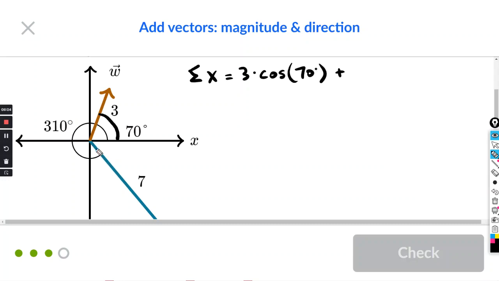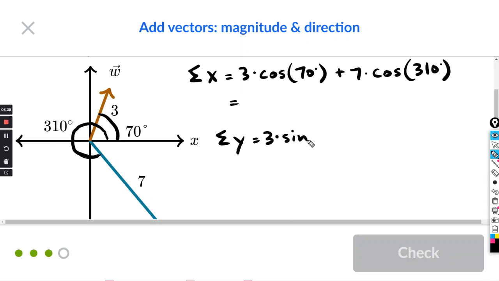And then for the other vector, the magnitude is 7. And the angle for that one is this right here. That's 310, so it's going to be the cosine of 310. Alright, I'll do the calculation in a moment. And then for the sum of the y components, it's the exact same thing except you replace cosine with sine. So it's going to be 3 times the sine of 70 plus 7 times the sine of 310.